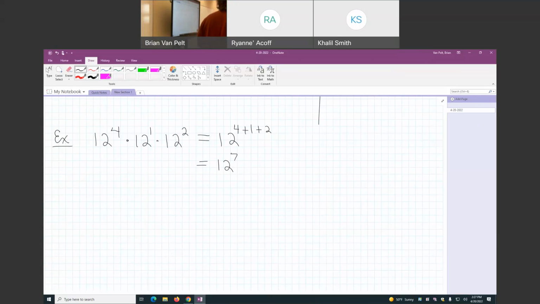12 to the 7 is a big number. We can all agree on that. If you do this, then you get the same as when you do this. Exactly, good idea. And how about this one then? You're not actually required to tell me what the actual number equals. I just want to rewrite it in exponential form.